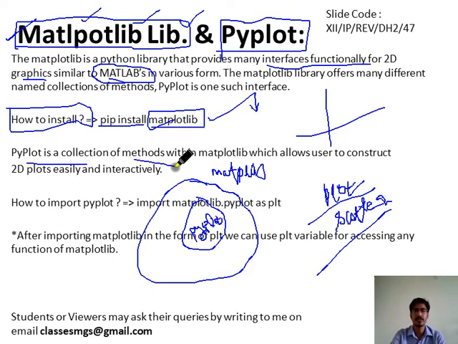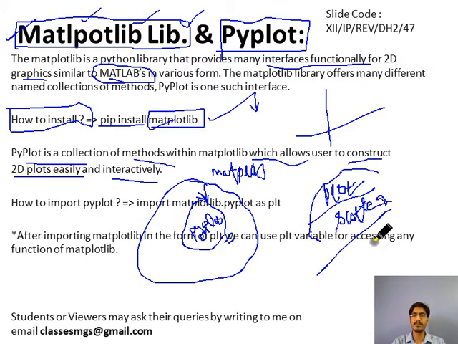Pyplot is a collection of methods which allows the user to construct 2D plots easily and interactively. So we have seen that pyplot is a part of the matplotlib library. We can show this through a Venn diagram also. Pyplot is a collection of methods; plot, scatter and all those methods are contained in the pyplot module of the matplotlib library to construct 2D plots like this.